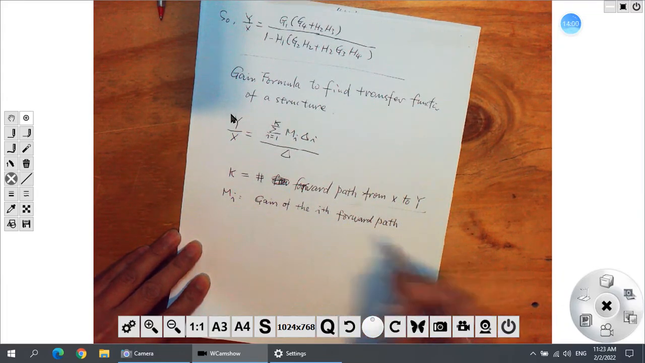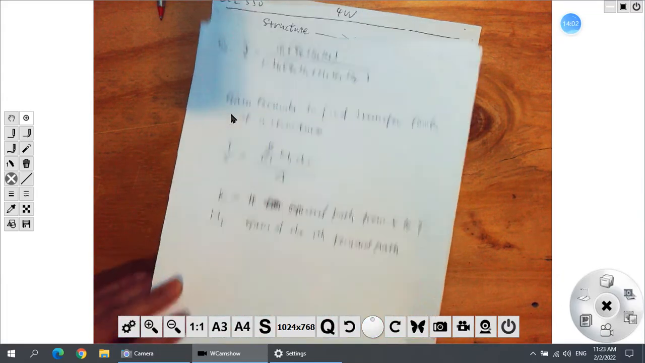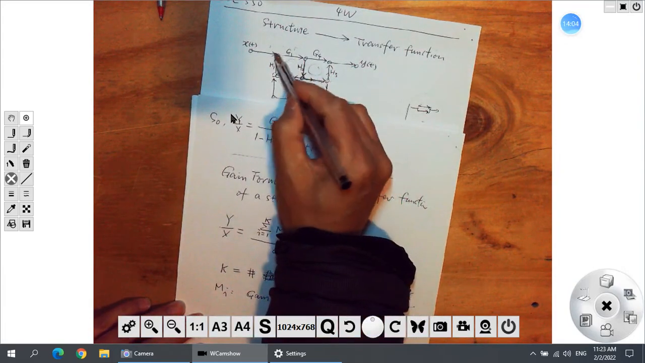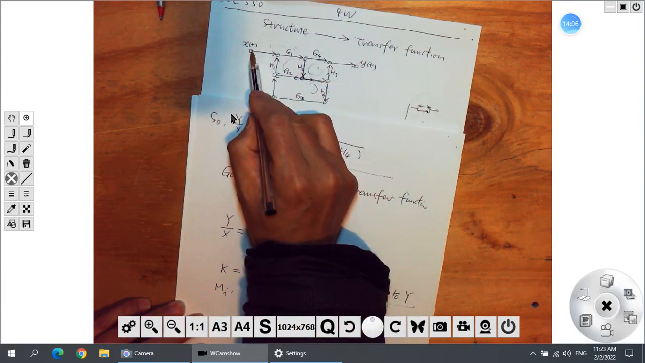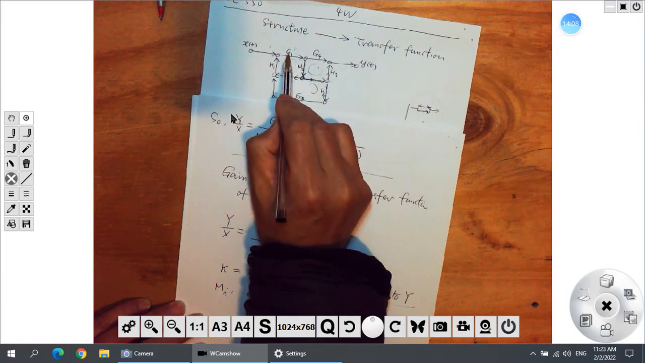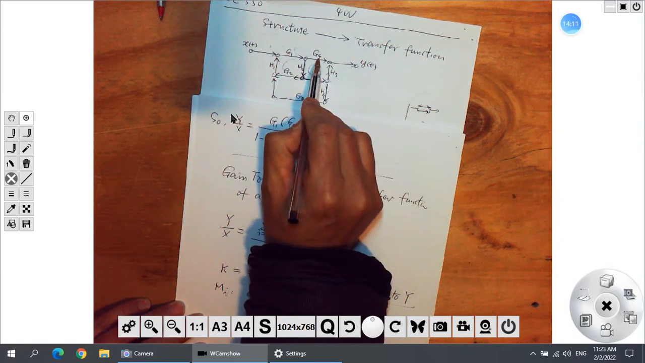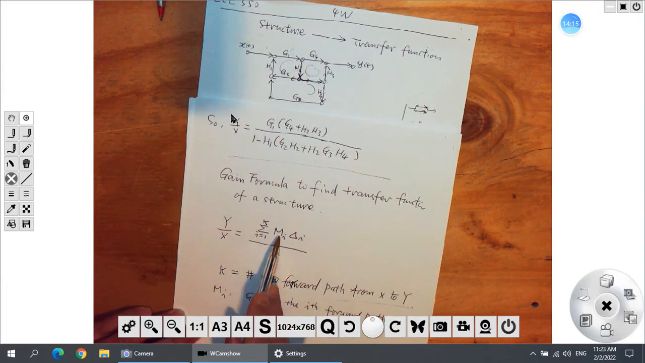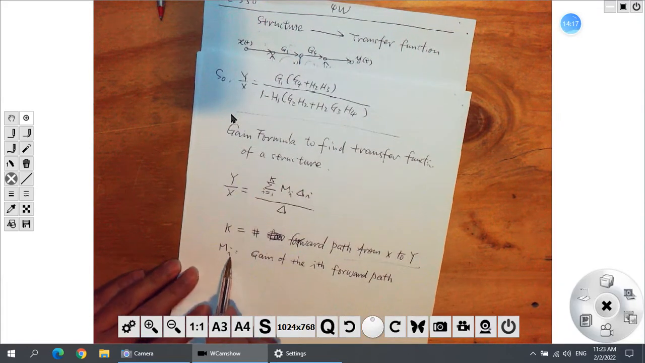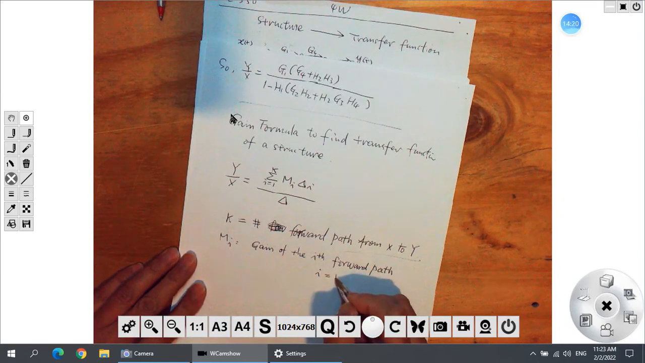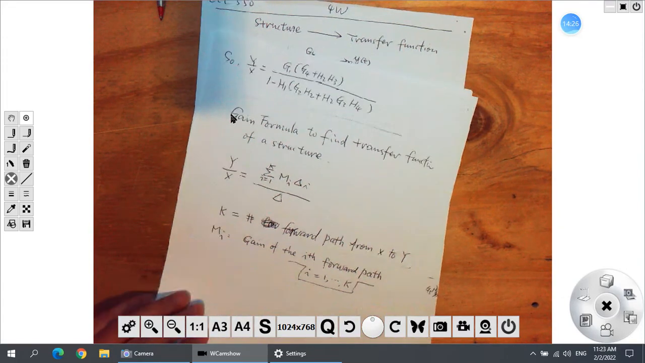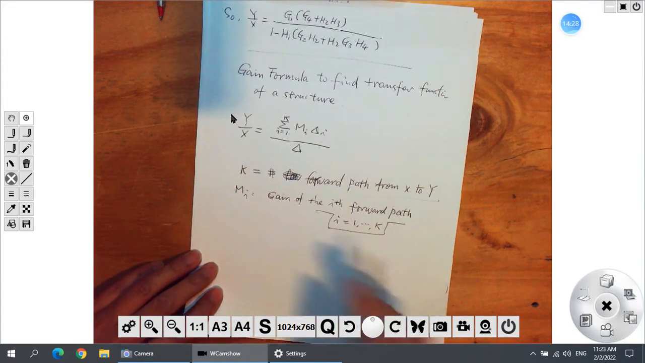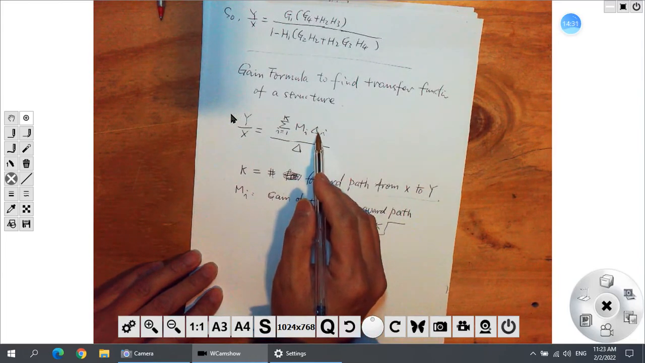Yeah, you have a path, then you have a gain. Like here, the first forward path from x to y, the gain is just g1 times g4. Okay, g1 times g4. So this is just mi, and i will run from 1 until k. So how many paths, then you will have that many mi's. And then delta i. Before we know delta i, we need to know what is delta.